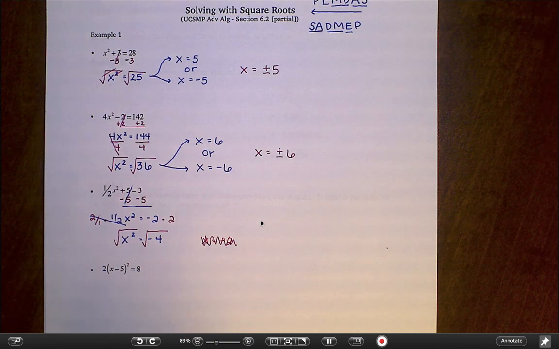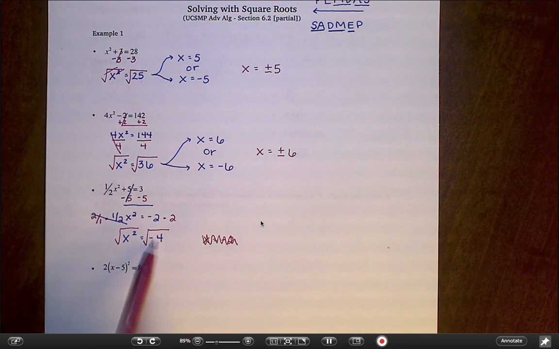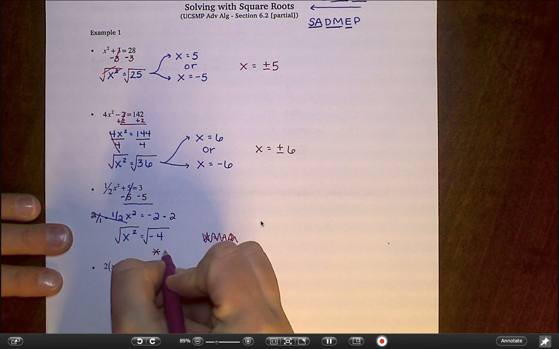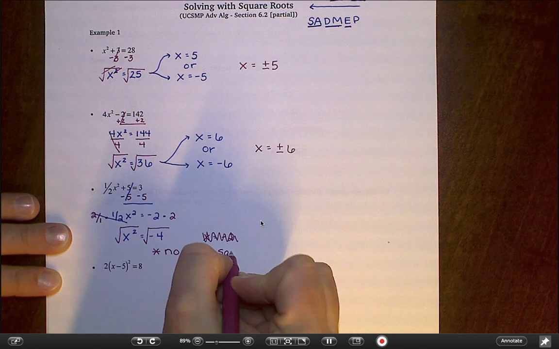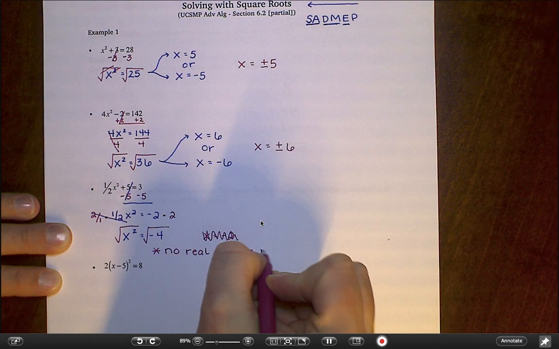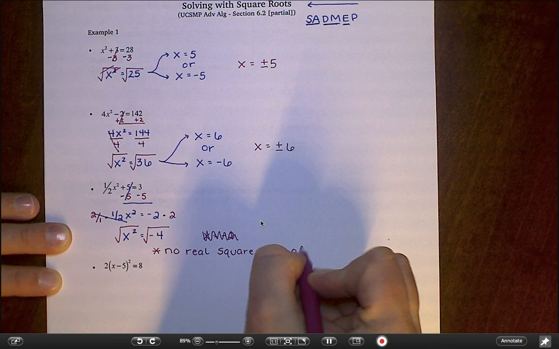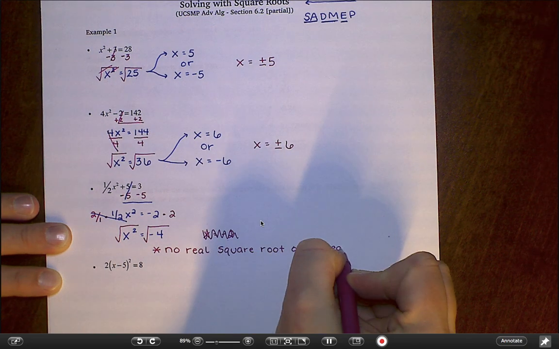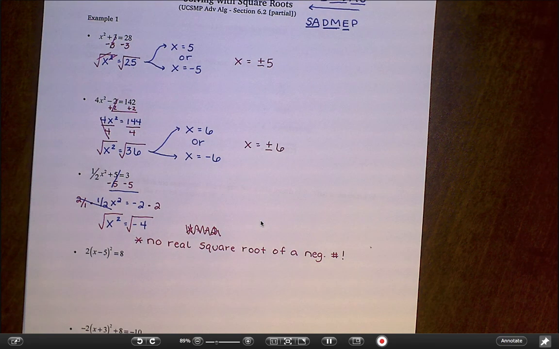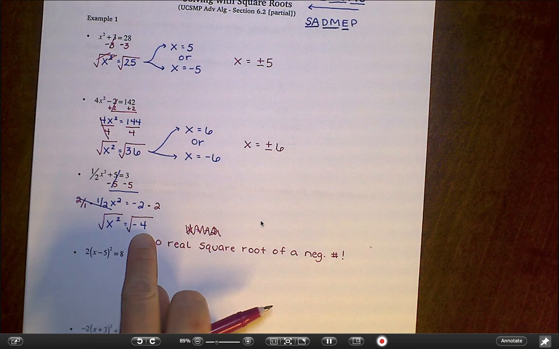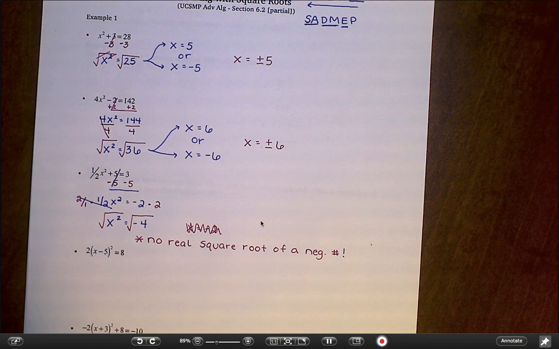At least not in the real number system. We're going to be talking about something later in this chapter that addresses that issue. But you can't take a square root of a negative. No real square root of a negative number. You don't have to write that every time. I'm just pointing out that anytime you end up in this situation where you're taking a square root of a negative, the only way to get a negative would be to multiply a positive number by a negative number. And by definition, a square root needs to be two of the exact same numbers.